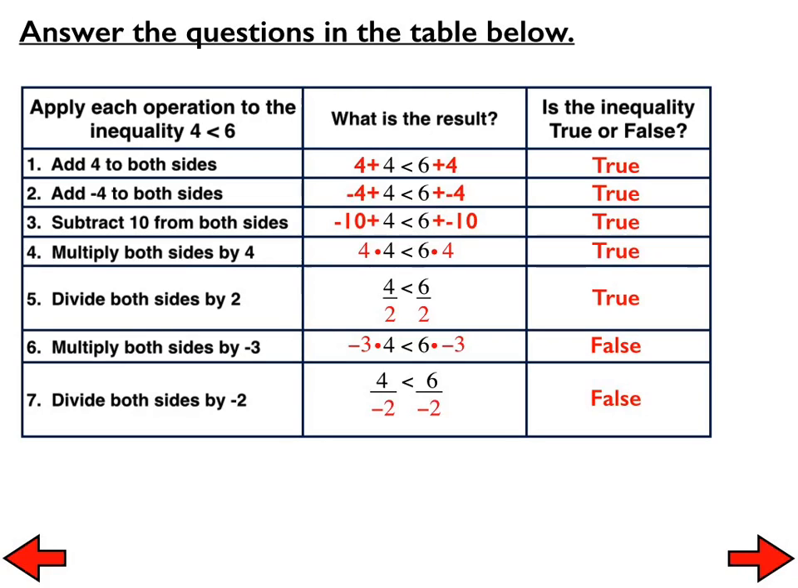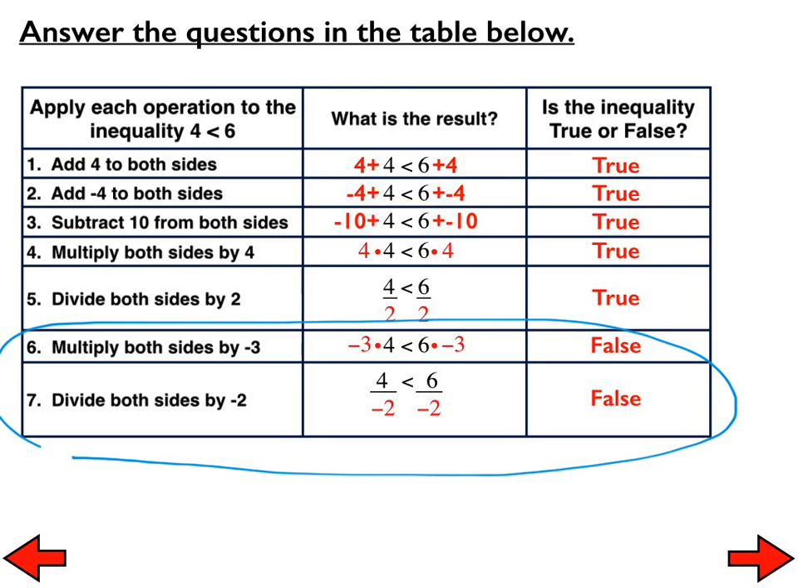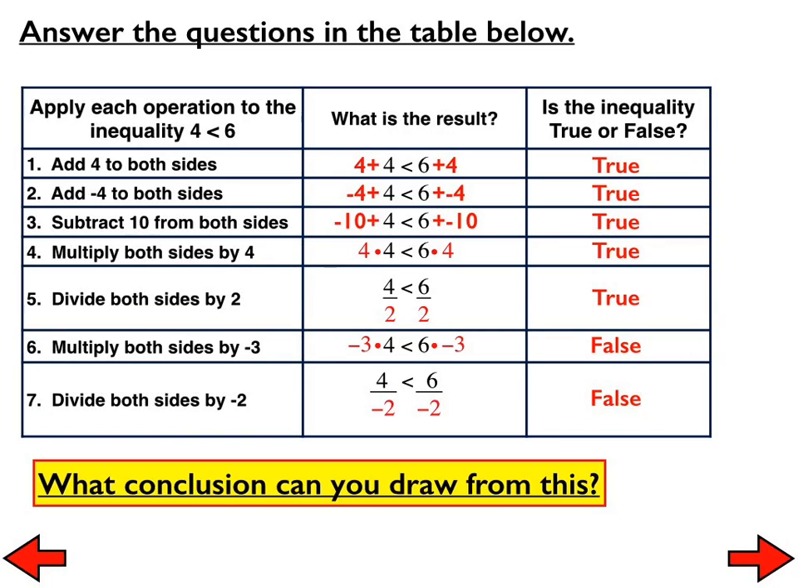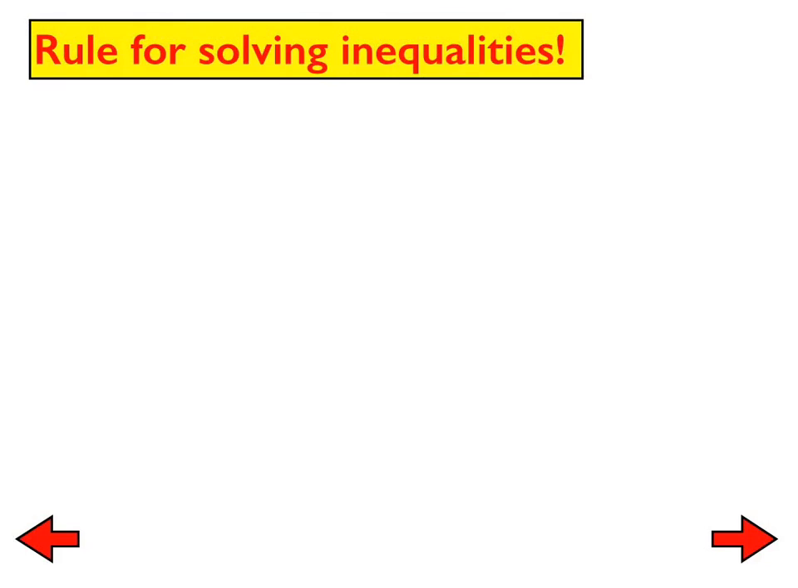Well, what these last two lead us to is the conclusion that anytime we multiply by a negative number or divide by a negative number in terms of solving inequalities, we would end up with a false statement unless we flip the inequality symbol to make it true. So once again, it leads us to this conclusion right here. One of the most important rules when we're solving inequalities.